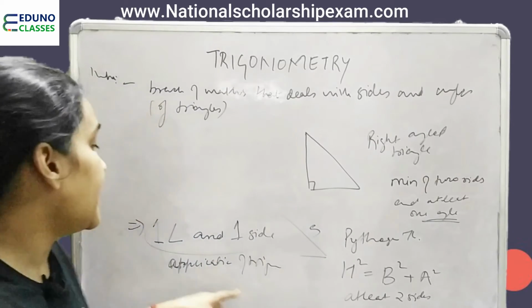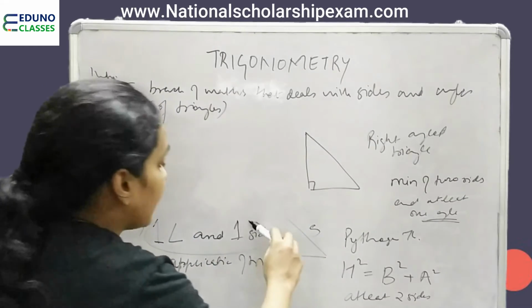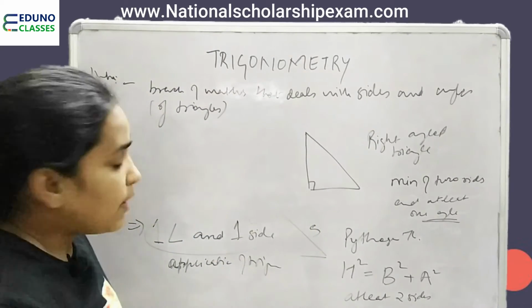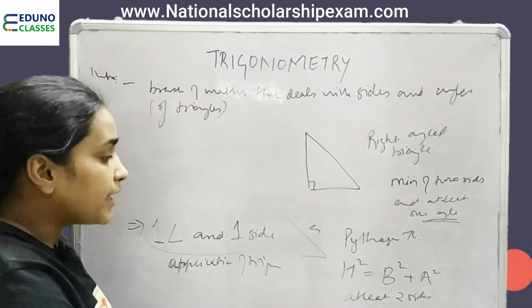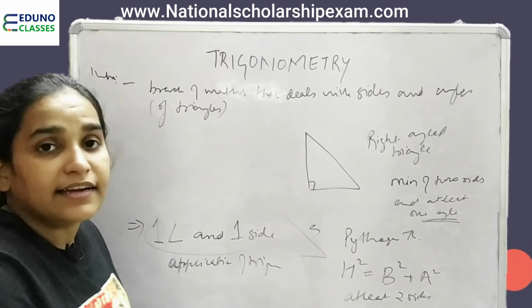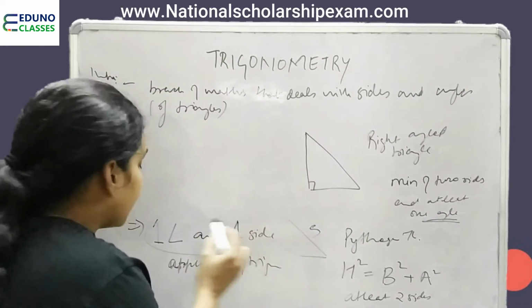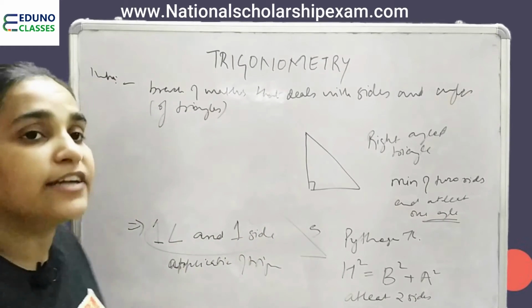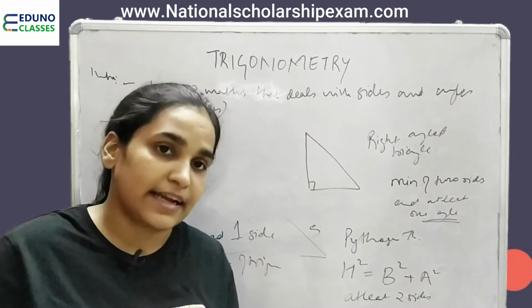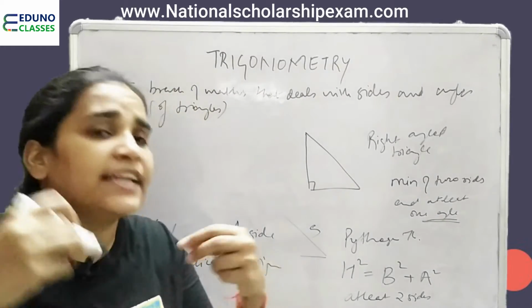If I am able to find one more side, then I can make a right angle triangle. It's easy. But here we only have one angle and one side, so now we have to find another side, be it any of the sides.